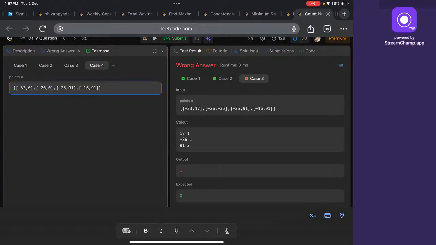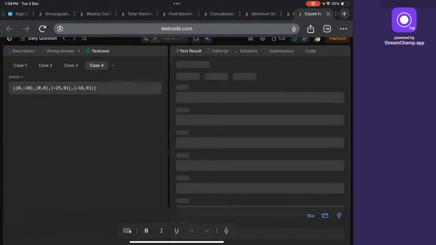No, x-axis at, so this will be 0. This will be 0. Let us make it 0. This is something, minus 10 something, and this I make 0. Now let's see the answer.